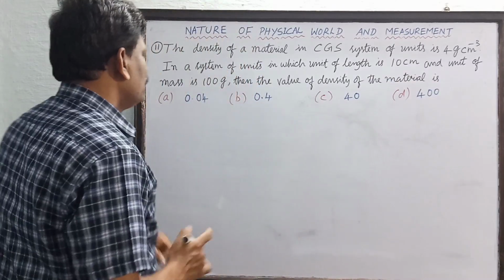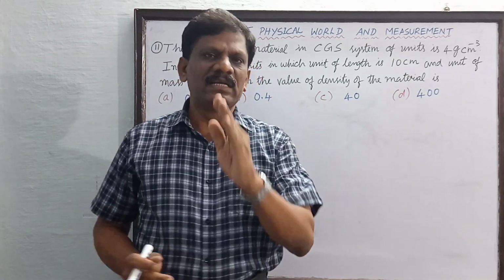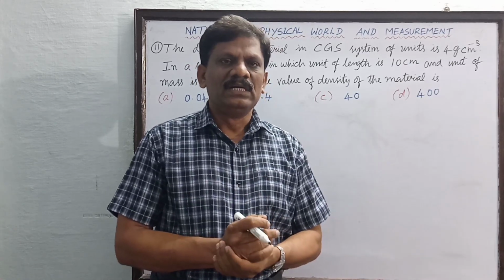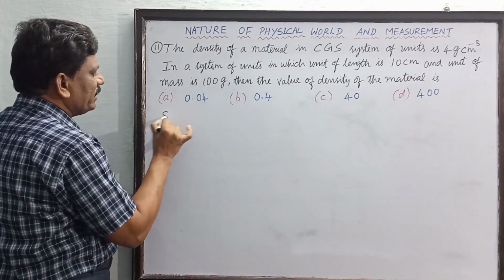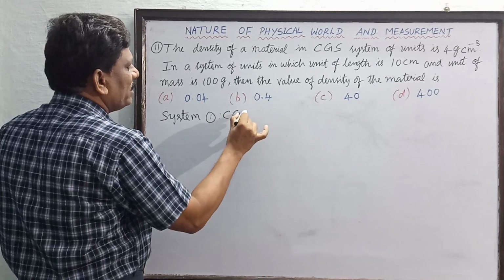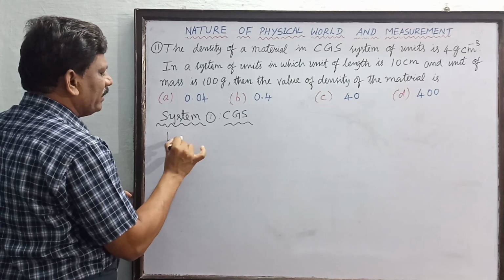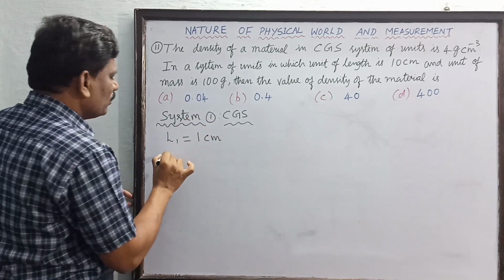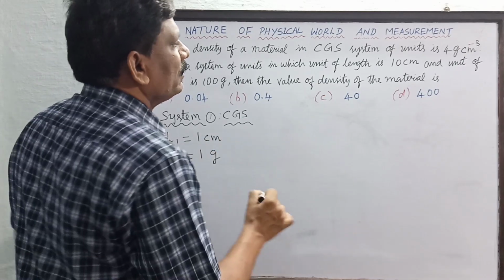So we have studied one of the applications of the dimensional analysis is we can convert the physical quantity from one system of unit into another system of unit. So here two systems of units we are going to compare. System 1 is CGS. So in the first system, which is CGS, length L1 I will take, this is 1 centimeter, and mass M1 I will take, this is equal to 1 gram.